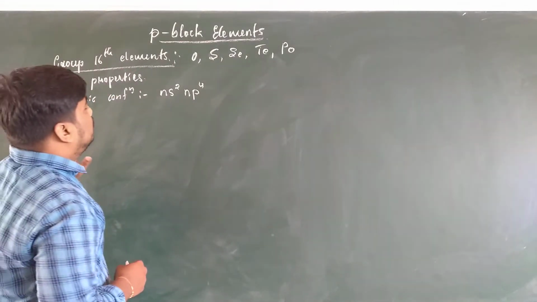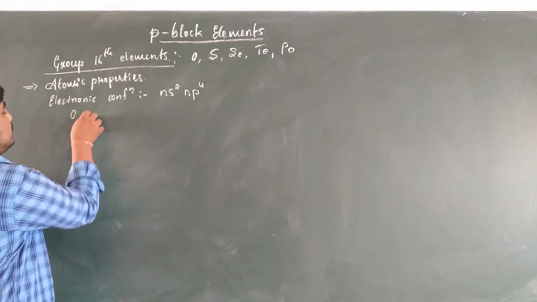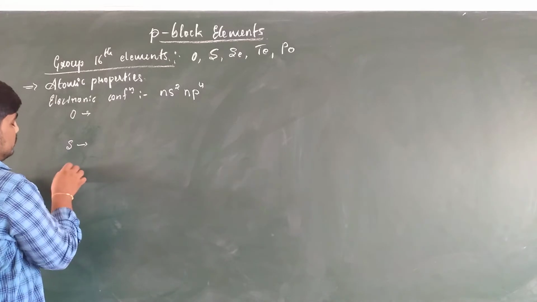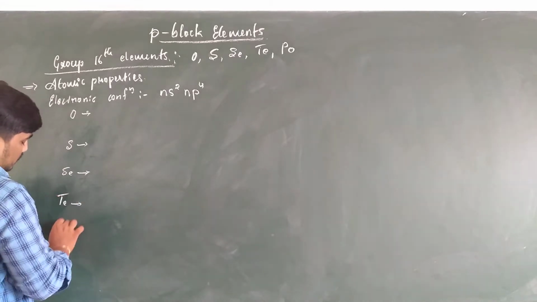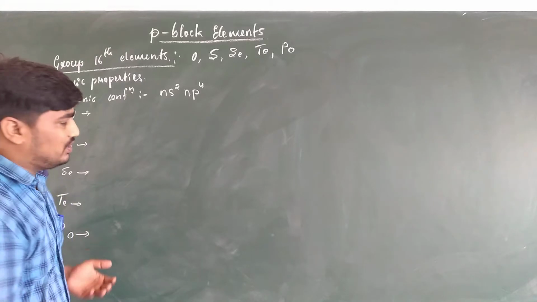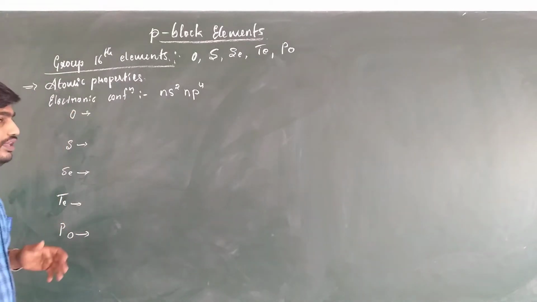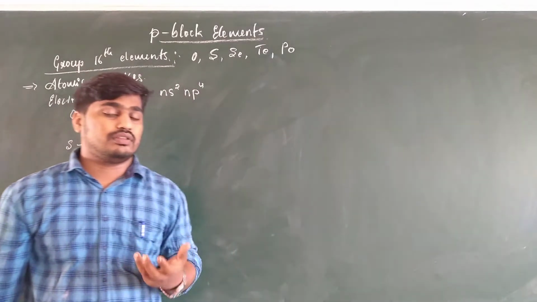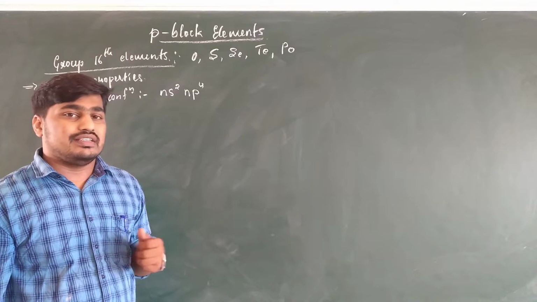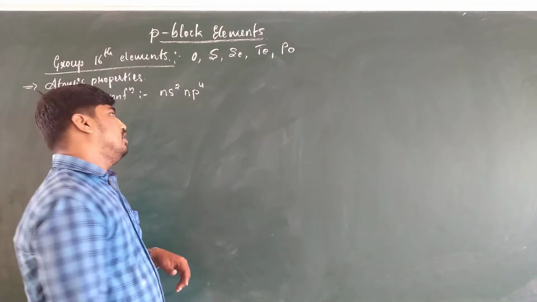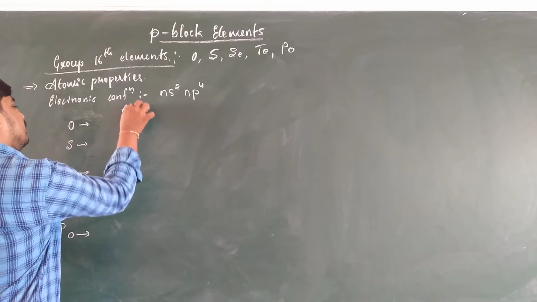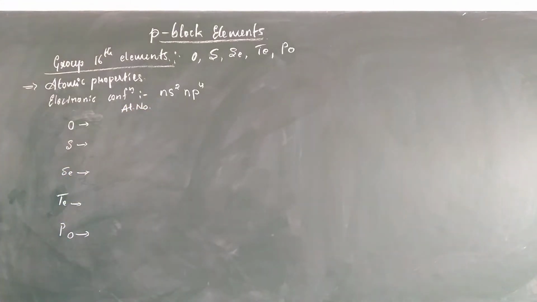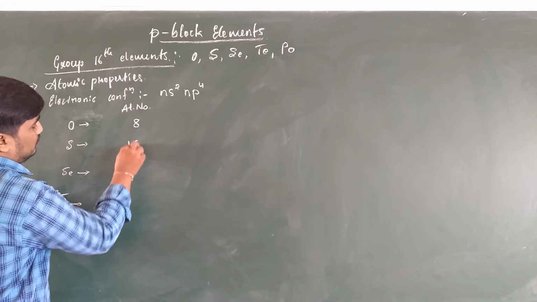Okay, the first one, oxygen. What is the atomic number of oxygen? Sulfur, selenium, tellurium, next polonium. In these cases, the electronic configuration is completely dependent upon the atomic number. The atomic number of these elements we discussed in the previous session also. Once again I would like to write the atomic numbers of these elements. It starts with oxygen, which is 8, then 8 plus 8, 16.